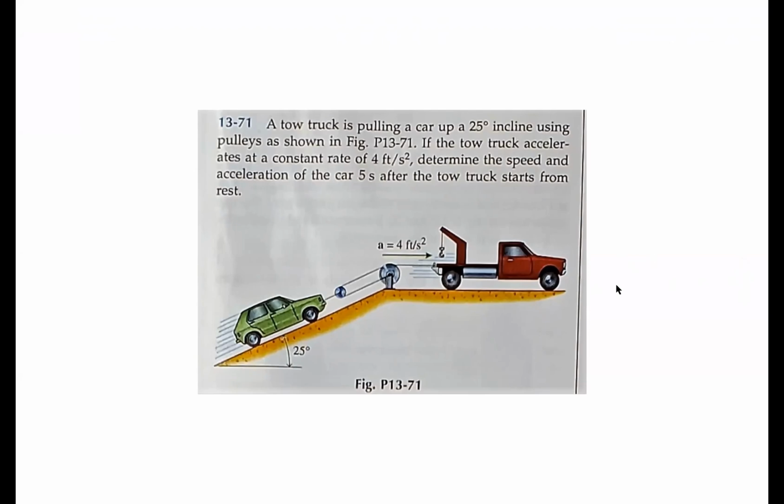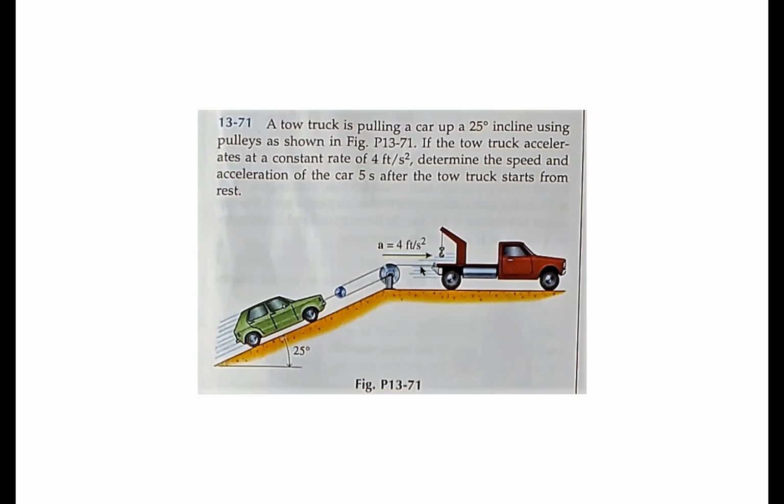This is problem 13-71. In this problem, a tow truck is pulling a car up a 25-degree incline using pulleys as shown in the figure below. If the tow truck accelerates at a constant rate of 4 feet per second squared, determine the speed and acceleration of the car 5 seconds after the tow truck starts from rest.